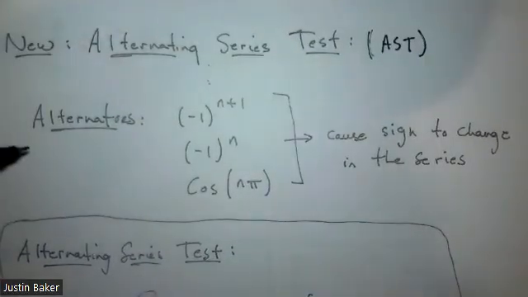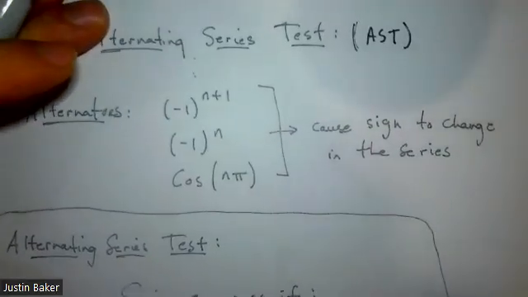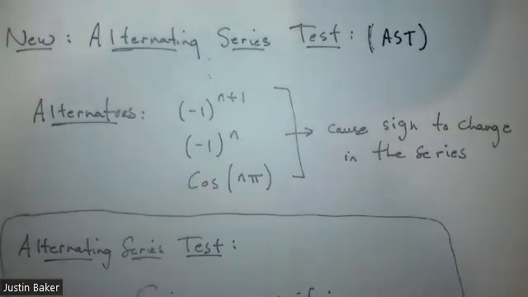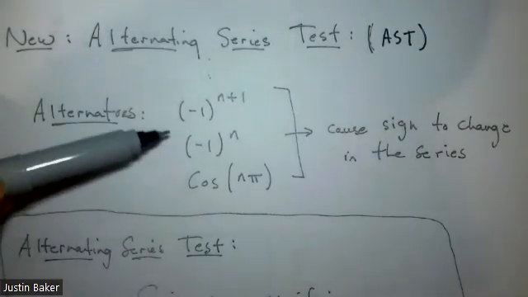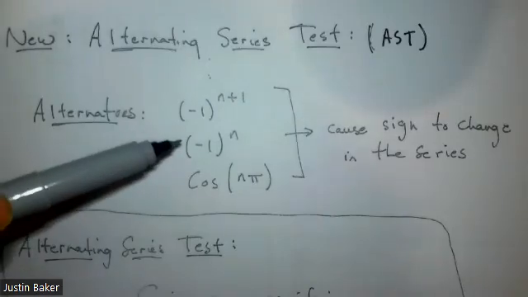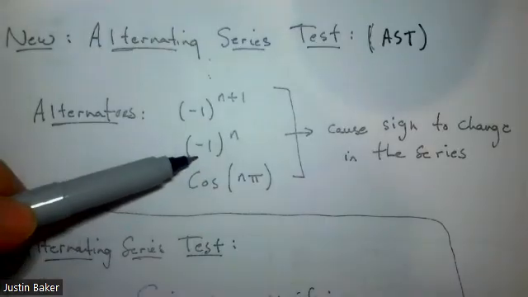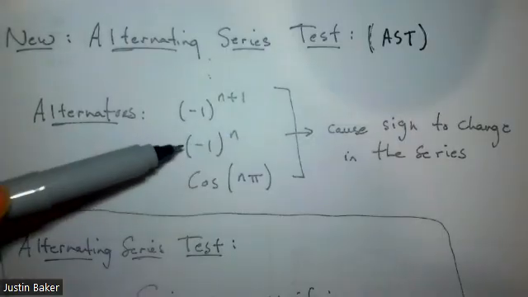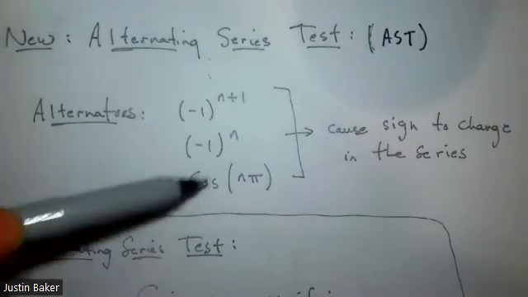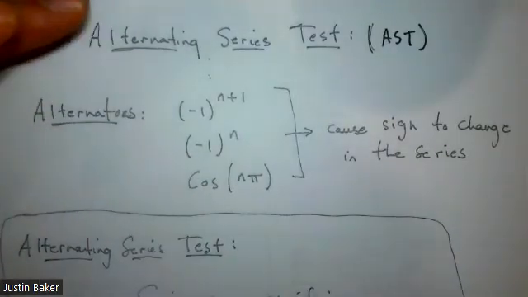So I call this an alternator, and basically what an alternator is, these are some of the most commonly written ones that they tend to use in AP Calc. Basically, it's causing the sign to alternate back and forth from positive to negative. So, if you evaluate -1 to the n, -1 to the 1 is a negative number. -1 squared, now we're back to positive, to the third, negative, to the fourth, positive. So these are things that would cause it to ping pong back and forth from positive to negative.